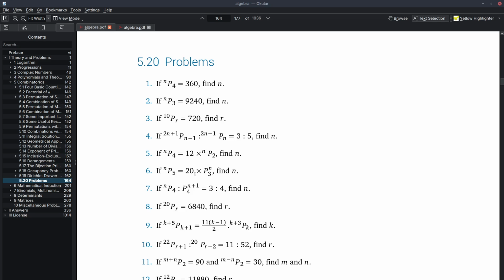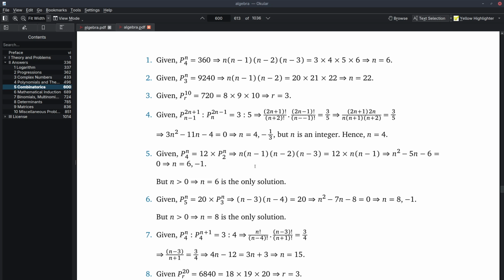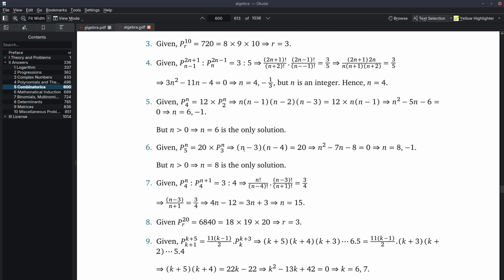Question 6 says that if nP5 is equal to 20 into nP3, find n. So like question 5, we expand it, we get n minus 3 into n minus 4 is equal to 20. And thus we have n is equal to 8 or minus 1, but n is greater than 0, so n is equal to 8 is the only solution.